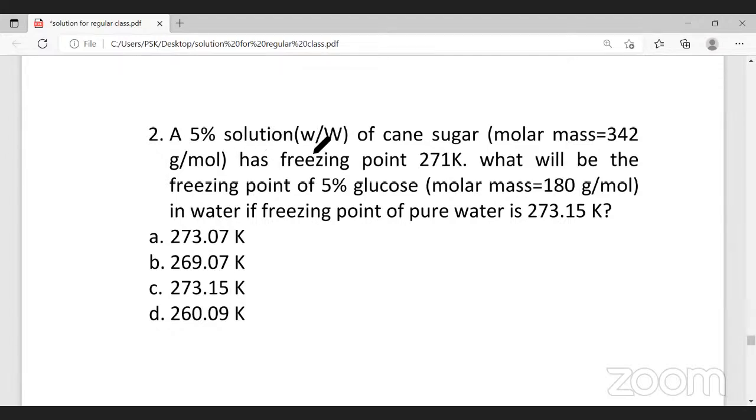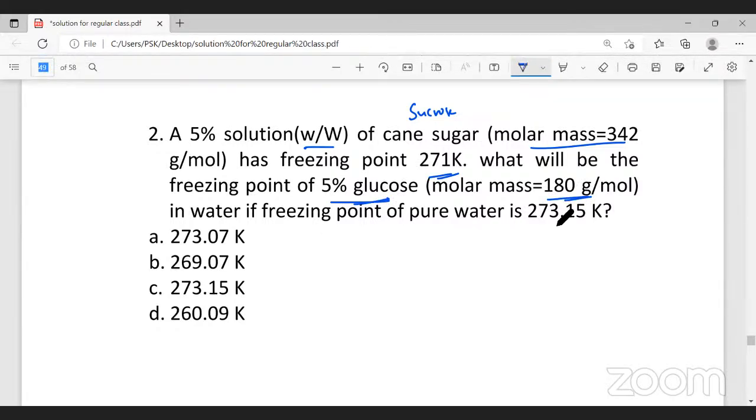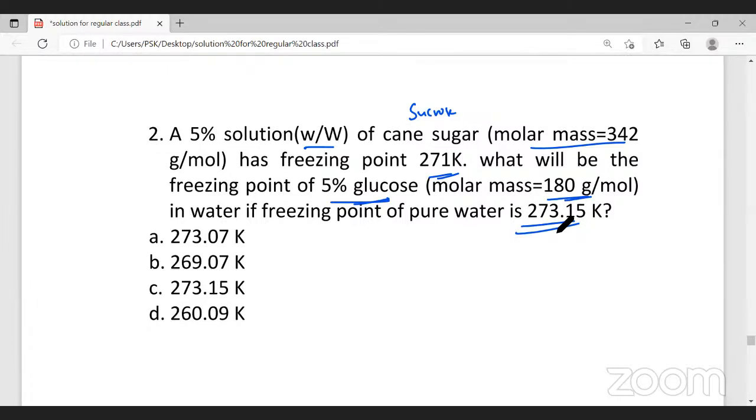Okay. Now a 5% solution of cane sugar by weight per weight. The molecular mass of sucrose is 342 grams per mole, and it freezes at 271 Kelvin. What will be the freezing point of 5% glucose? The molecular mass of glucose is 180 grams per mole in water. The freezing point of pure water is 273.15 Kelvin.